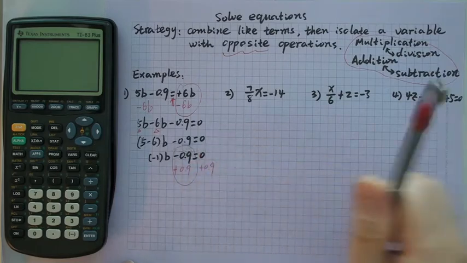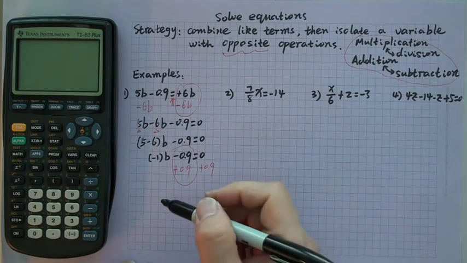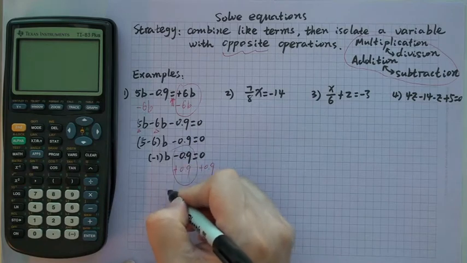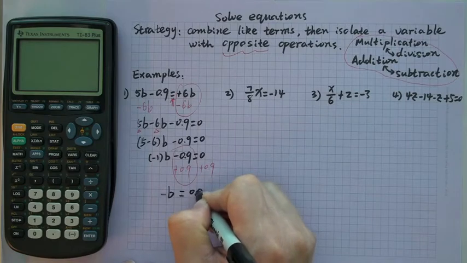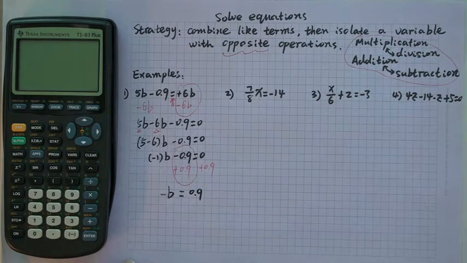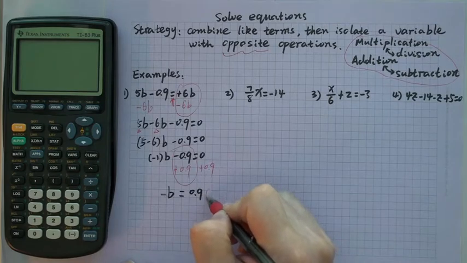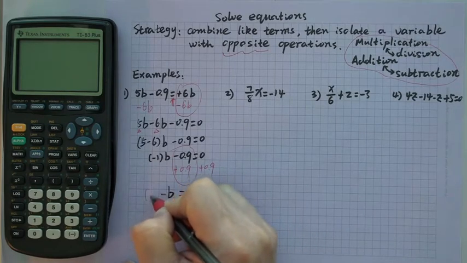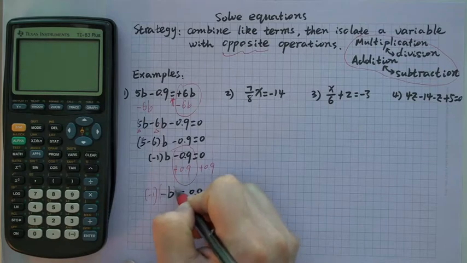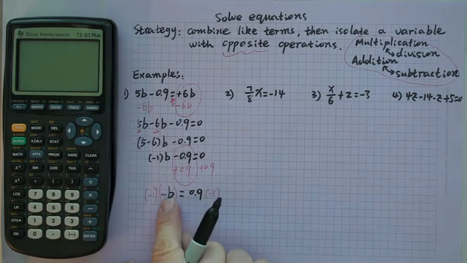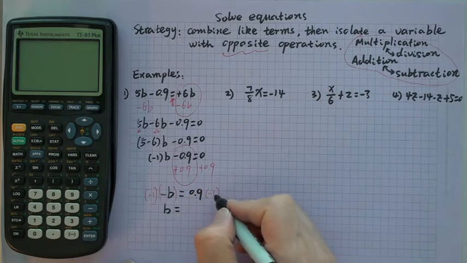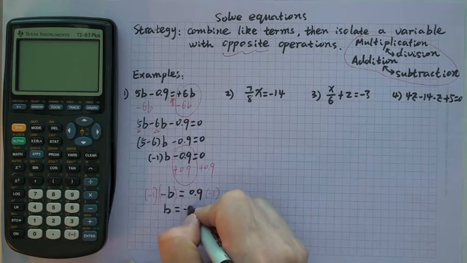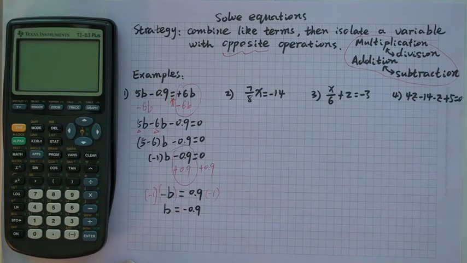So then you cancel that. The left-hand side is negative 1 times b, which is negative b. The right-hand side is 0.9. You are almost there. Multiply both sides by negative 1. Negative times negative gives you a positive b, and negative 1 times 0.9 gives you negative 0.9. And that's the solution.